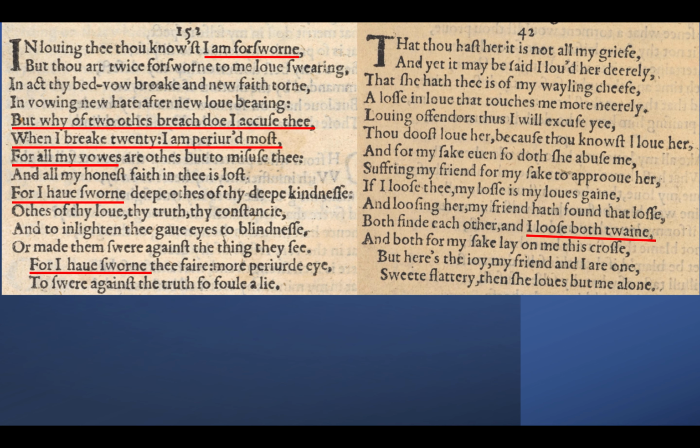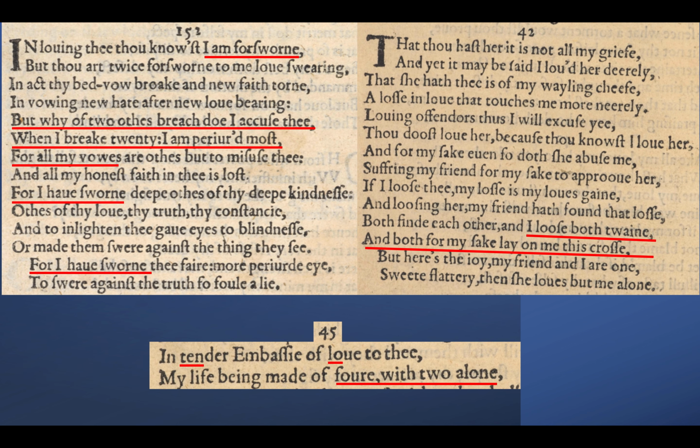If we also have a look, "I lose both twain." Of course, that lose has got a 10 in it. Both twain is 20. "And both for my sake lay me on this cross," this X, this T. "And 45, in tender embrace of love," there's your 10, "my life being made of 4 with 2 alone."